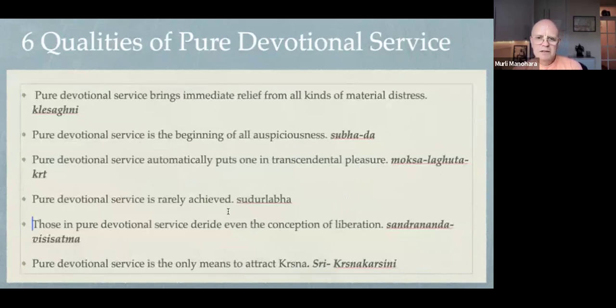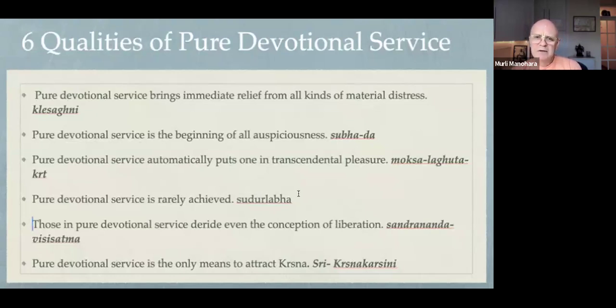And it's very rarely achieved, bhava, sudurlabha. Now, interesting, do we have time? Two minutes. In reading Bhakti-rasamrita-sindhu, I came across a very interesting paragraph by Jiva Goswami, which I can't remember coming across before. This pure devotional service is said to be really rarely achieved, sudurlabha. And the reason given is that it ultimately is going to control Krishna.